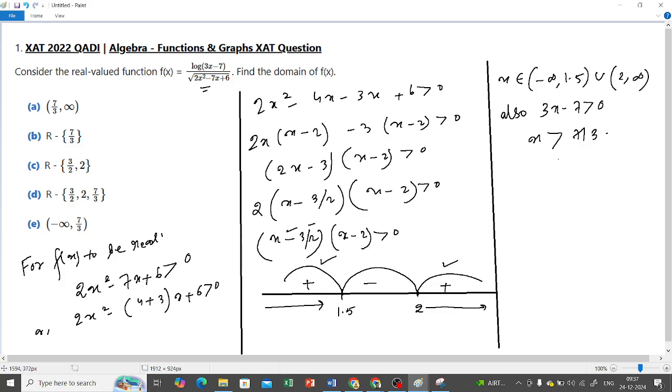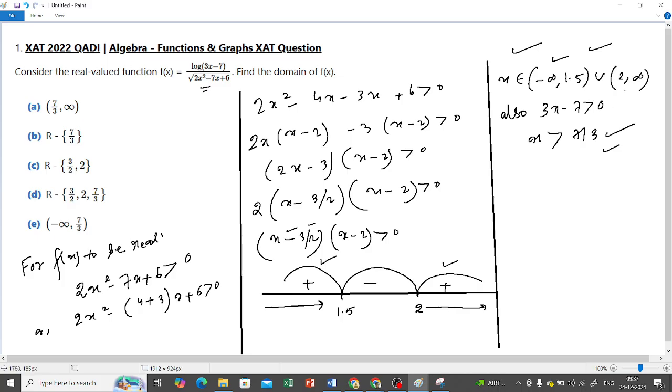Now see, from here I get x greater than 7/3, and here I get that x belongs to (minus infinity, 1.5) union (2, infinity). So the only thing that is satisfying both of them is x greater than 7/3. If I take the other one, I have to consider the portion minus infinity to 1.5, but in that case the inner portion of the log will become negative.